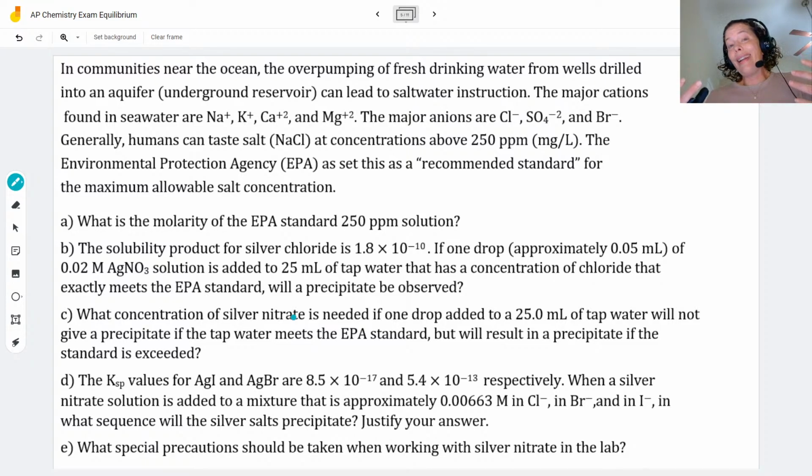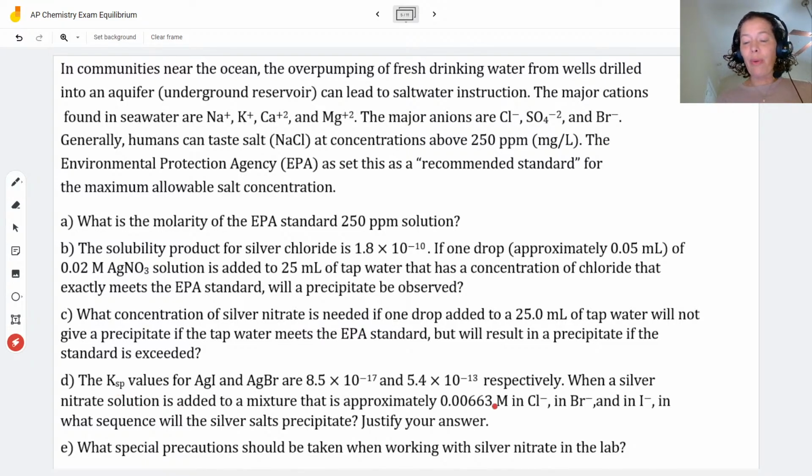So again, you're working in an EPA lab. You want to be able to test this thing quickly. You want an idealized or maybe a dialed in reagent that you can just add in, and you can tell immediately if it's over or under the standard. Okay, so that's C. Let's go on to D.